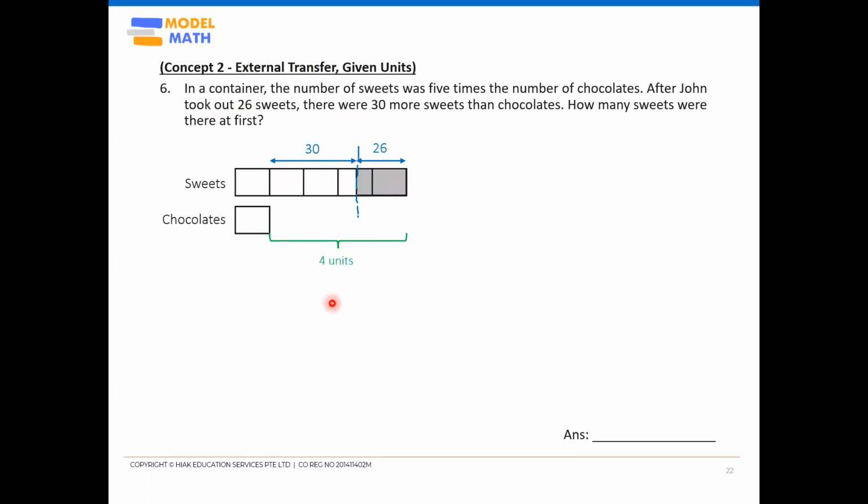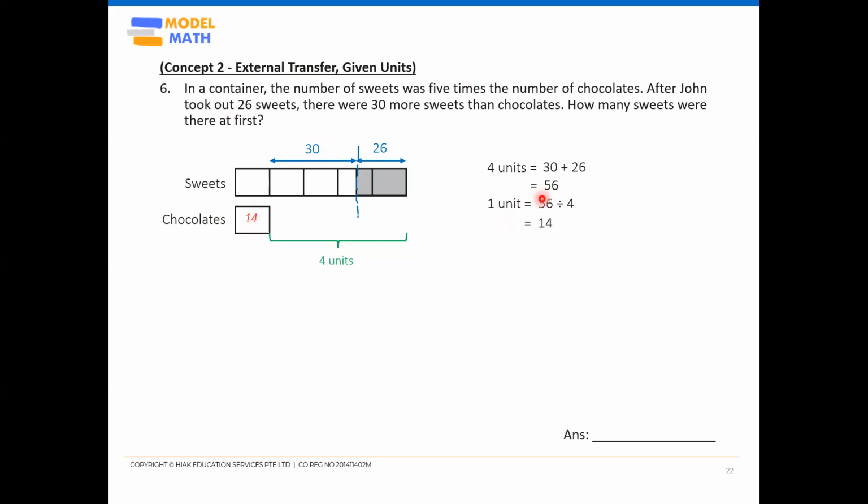So 4 units is what we can work out now. We can work out the value of 4 units. So notice 4 units will be 30 with 26. So 30 and 26, I have to add them together. 4 units will be the whole thing, which is 56. Then of course we work out 1 unit, just do the division. Once we have done this, right now 1 unit is 14, you can write it back into the model.